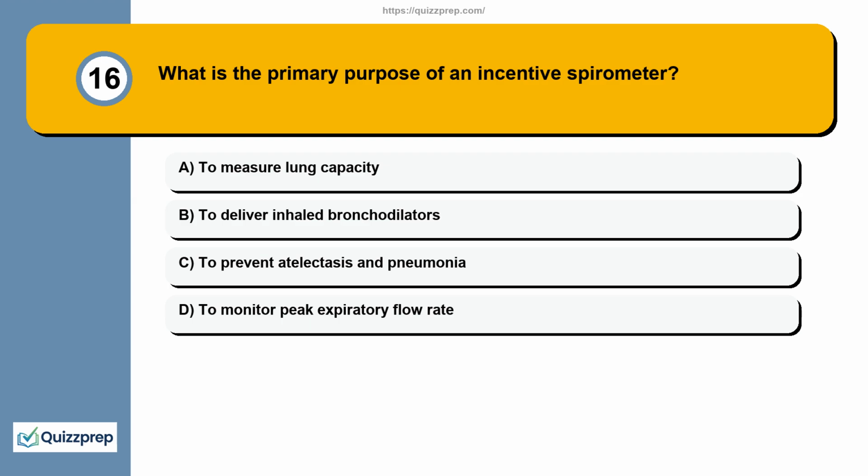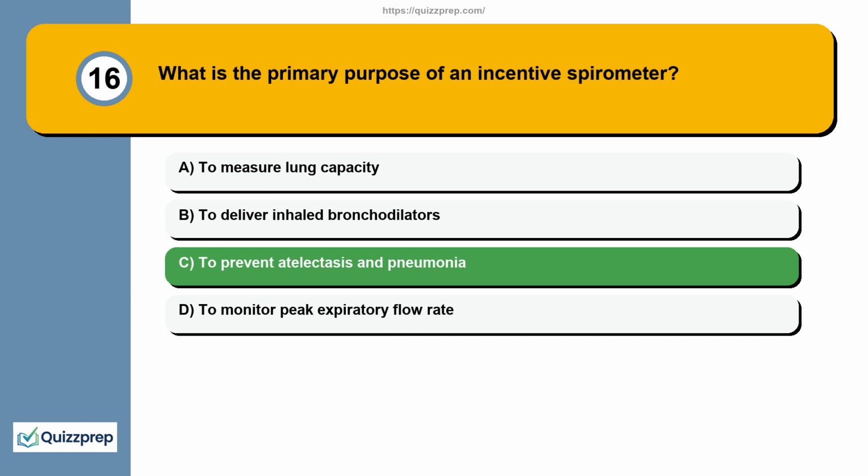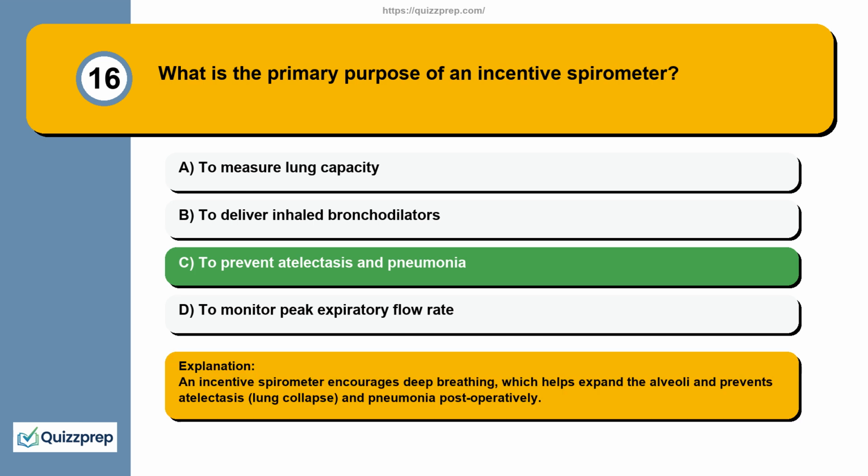Question 16. What is the primary purpose of an incentive spirometer? Here are your options. Option A. To measure lung capacity. Option B. To deliver inhaled bronchodilators. Option C. To prevent atelectasis and pneumonia. Option D. To monitor peak expiratory flow rate. The correct answer is option C. To prevent atelectasis and pneumonia. Explanation. An incentive spirometer encourages deep breathing, which helps expand the alveoli and prevents atelectasis, lung collapse, and pneumonia postoperatively.